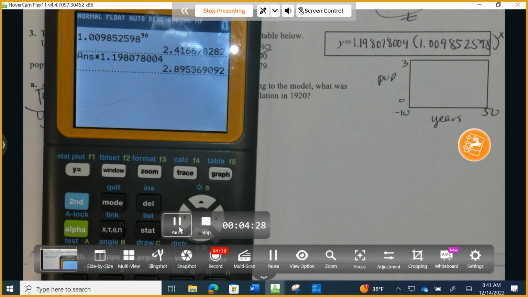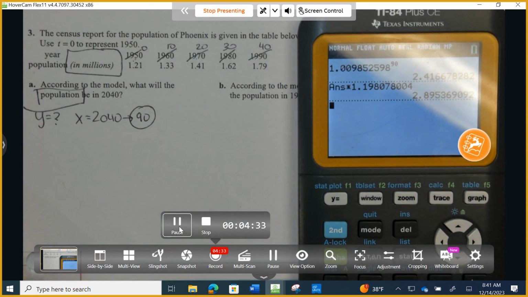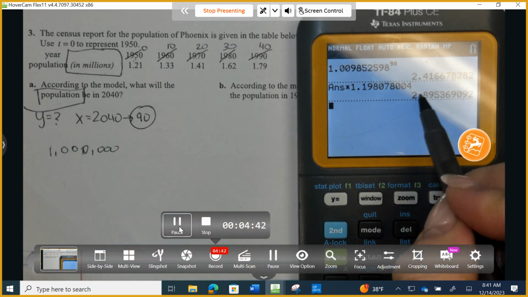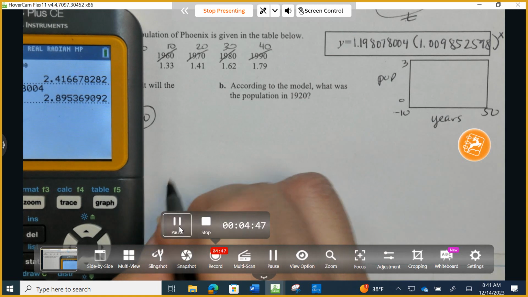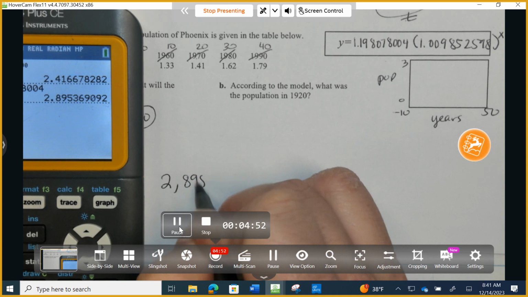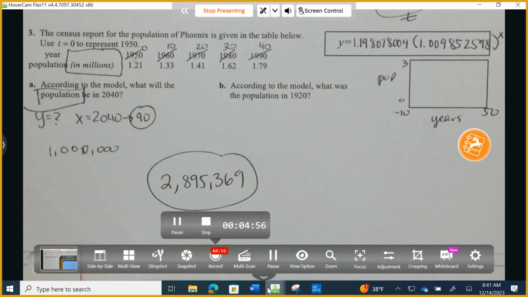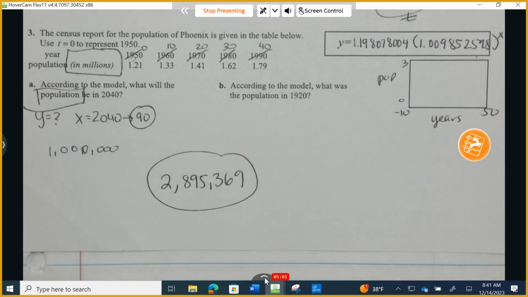Now, we need to think about what this is asking. What is the population? If you're live in class with me, when Viviana was looking through this problem, she said millions, and I told everybody to circle it. So I need to change this into millions. 1 million has 6 zeros. So wherever the decimal is, I need to move it to the right 6 times. So if I move this off to the side, I have 2 million. I move it 6 times to the right. 2,895,369. This is the population of Phoenix if we're using this model to estimate it in the year 2040.